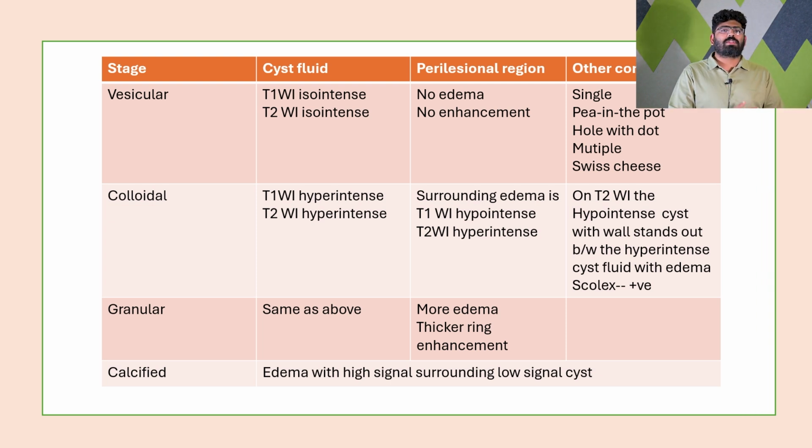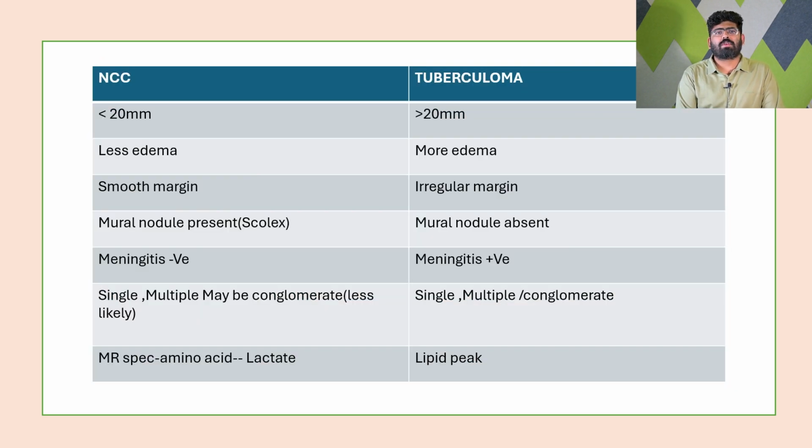The edema increases in the granular stage. So the same will be in colloid, but in the granular stage the edema will be more. In the calcified stage, the edema will be reduced, and in a few cases you are able to see the edema, and calcification is in this stage. So you have to search for the scolex and the rest of the things. This is how you differentiate between NCC and tuberculosis.